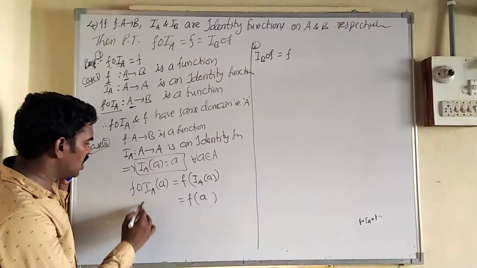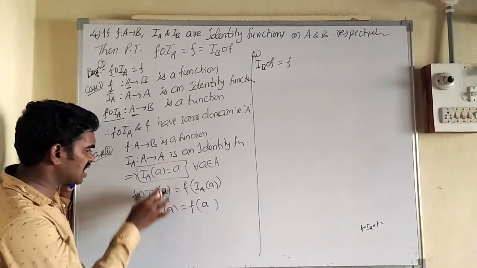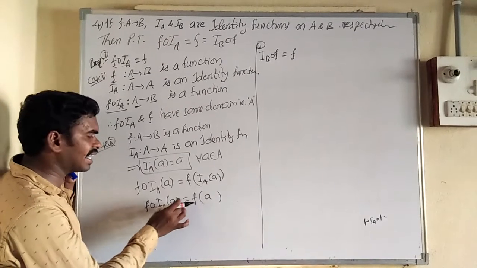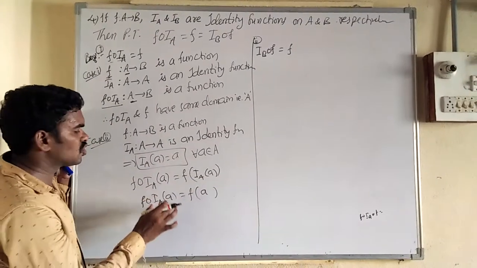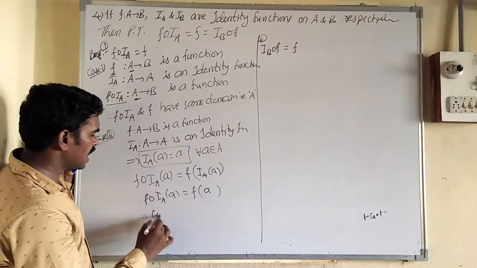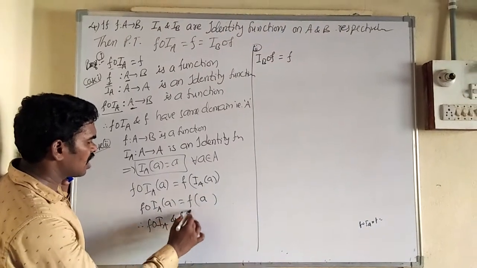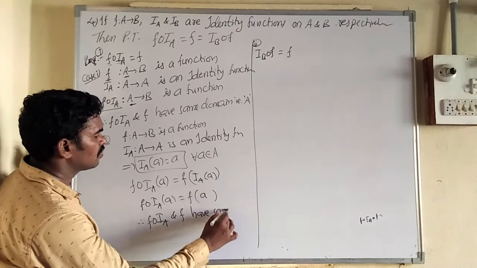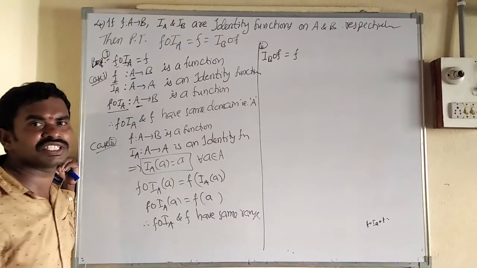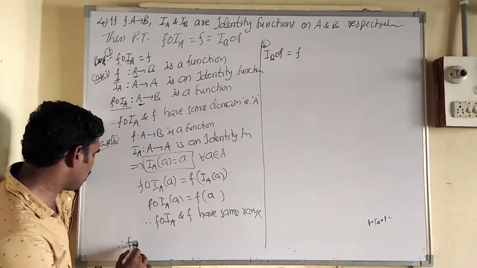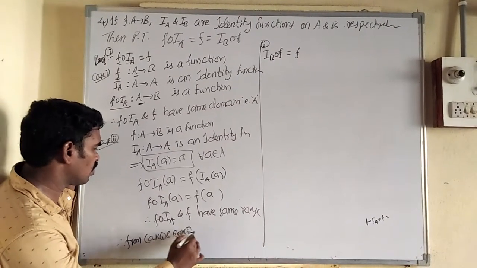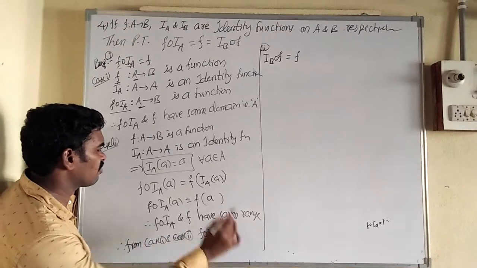Left hand side as it is, I am writing; I am simplifying it on the right hand side. So in both, comparing, F circle IA at a is equal to F of a. So at the common domain A, the ranges are equal. Therefore F circle IA and F have the same range. This is finished. From case 1 the domains are equal, from case 2 the ranges are equal. Therefore, from case 1 and 2, F circle IA equals F.